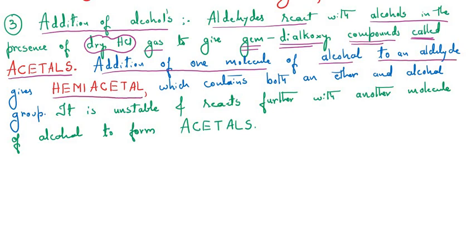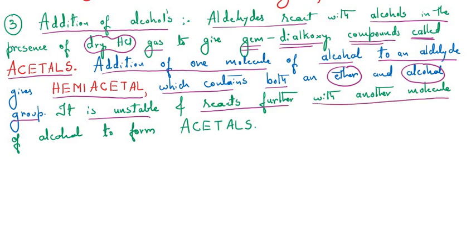Hemi means, you know, half of the circle is called a half sphere, isn't it? So like that, here we are calling it a hemiacetal, which contains both an ether functional group as well as an alcoholic functional group, right? So this hemiacetal is highly unstable and it is going to react further with another molecule of an alcohol to give acetal.